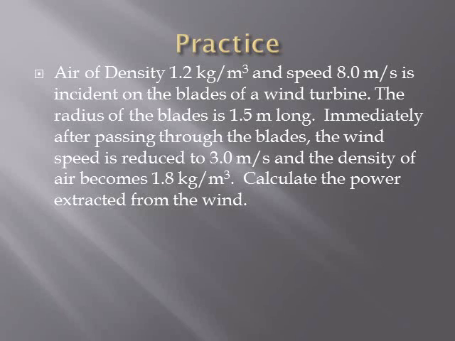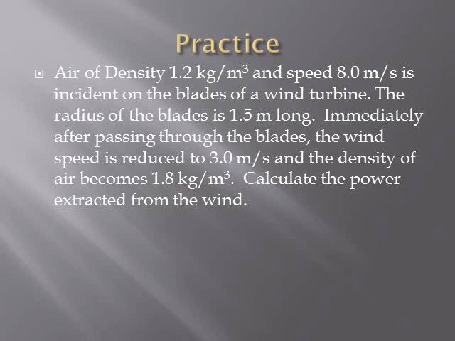Let's say the density of air is 1.2 kilograms per cubic meter, and the speed is going to be 8 meters per second when it hits the blade. So that's the initial speed. Now the radius of the blades, if we assume, is 1.5. The radius of the blade will end up being the radius of that cylindrical circle, so the length of the blade is the radius of the circle for your area. And right after passing through the blades, it slows down to only 3 meters per second, but the density increases to 1.8. We want to calculate the power extracted by the wind.